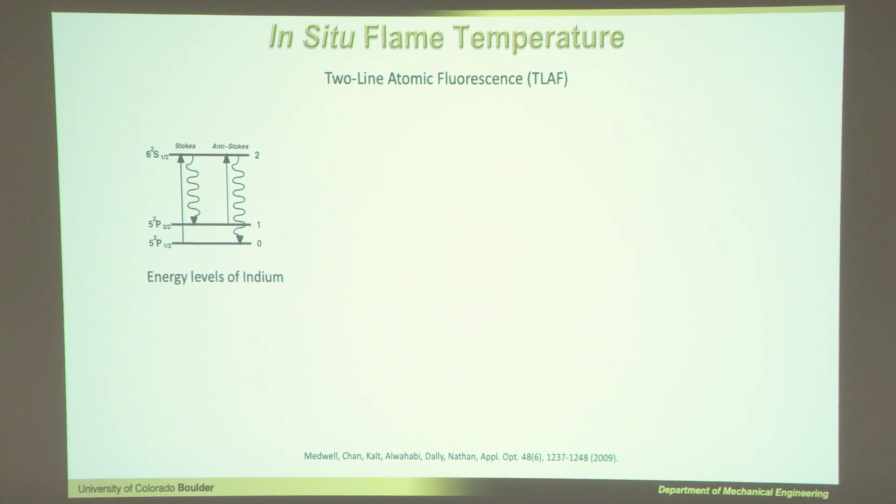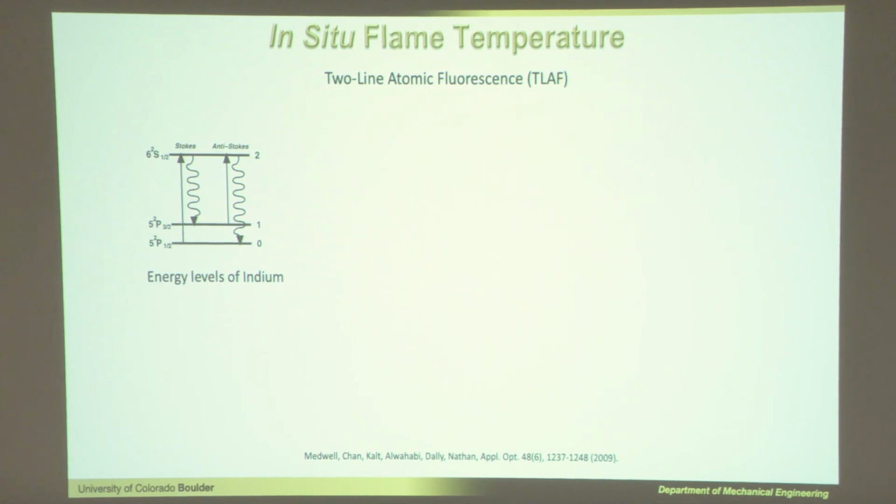Two-line atomic fluorescence. This is a technique that you can do relatively easily. You just have to seed your system with some appropriate atomic line source. So in this case, people have been using indium. It's a pretty common one. And what you want to do is choose your transition so that you can measure the population in two different lines. Okay, so electronic states for your atom, right?